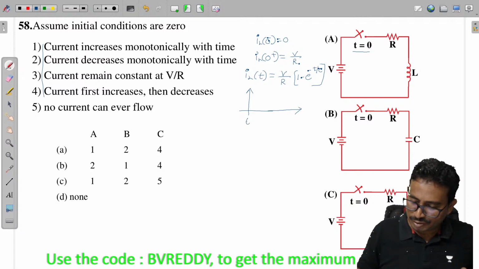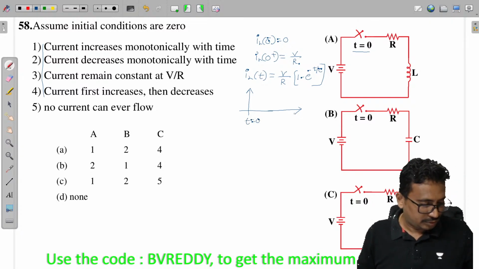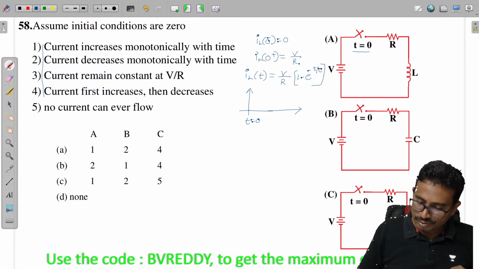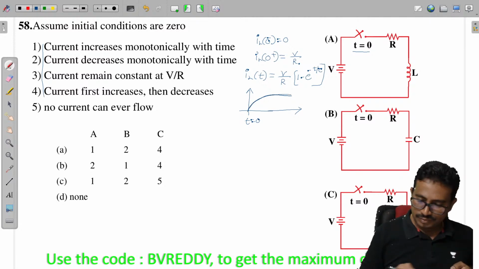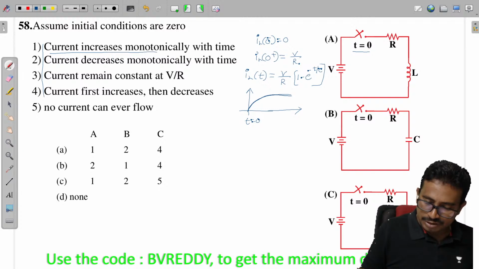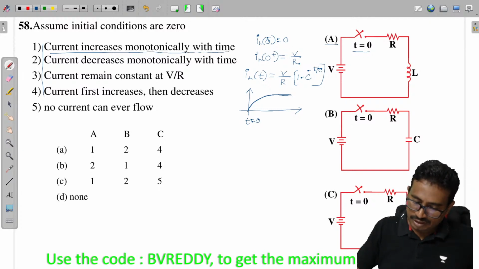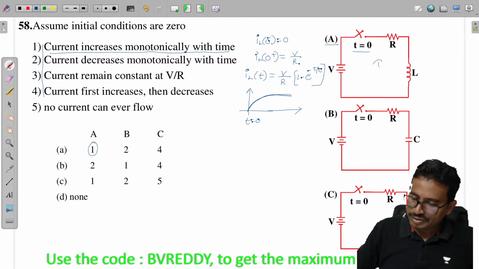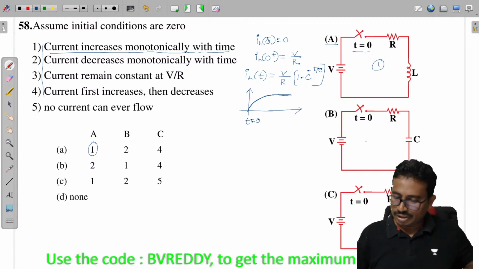When t is equal to 0, this value is 0. So it slowly increases. This means the current increases monotonically with time, isn't it? That means for A, which is 1. Now you tell me this option.